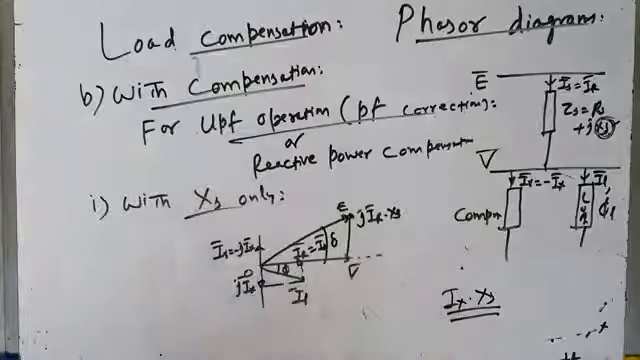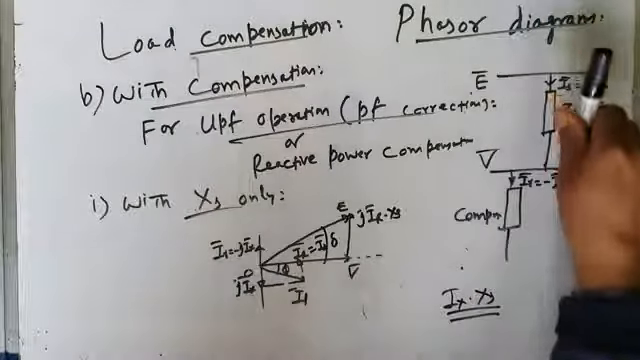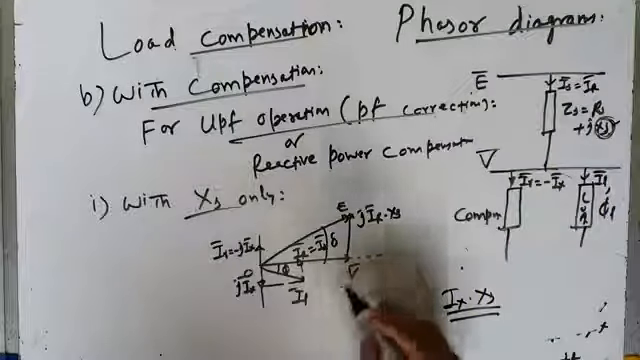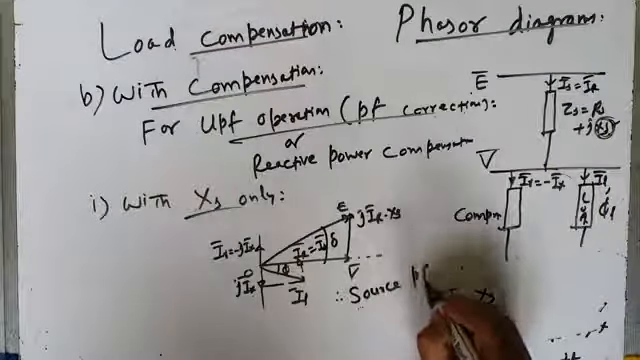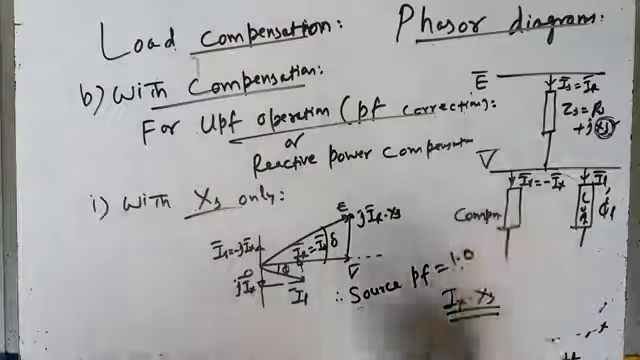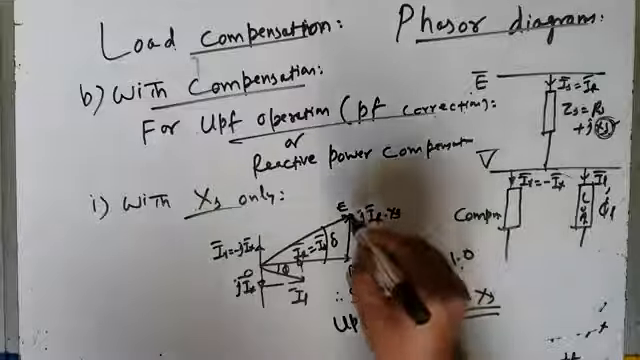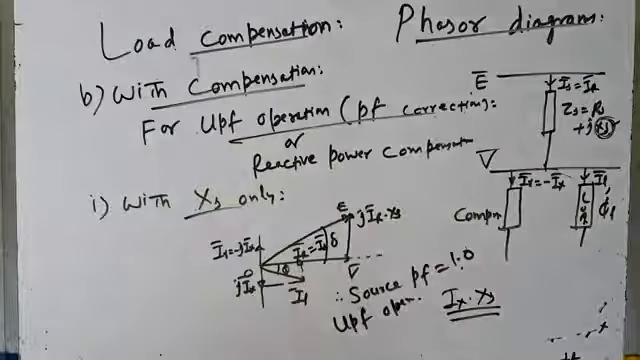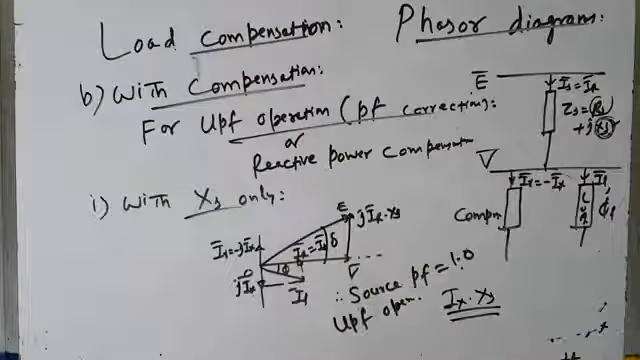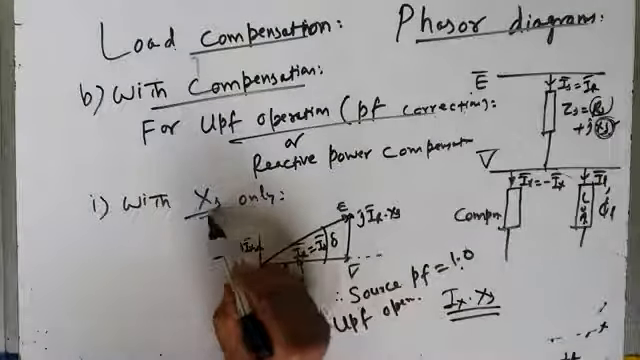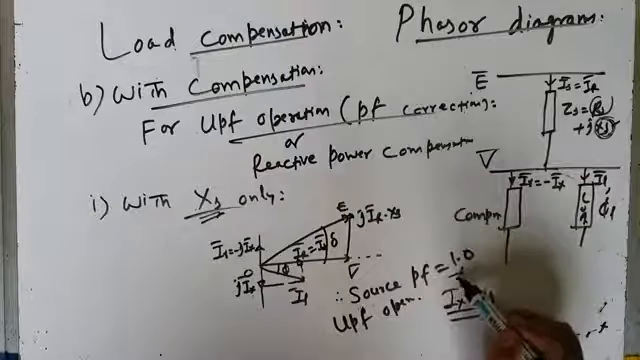What happens to the power factor? Since only the resistive component of current comes from the source, no reactive component comes from the source. So what is the source power factor? Source power factor becomes unity. So you get UPF operation, unity power factor operation. No doubt in this case, E also becomes equal to V because resistance component of feeder हमने ignore किया. We have considered only reactance of the feeder. E is equal to V and simultaneously source power factor unity हो जाता है.